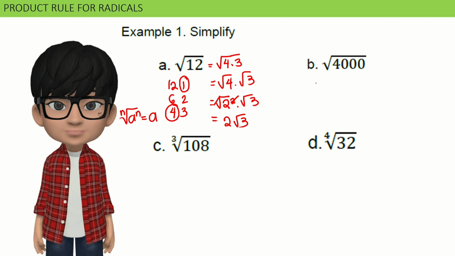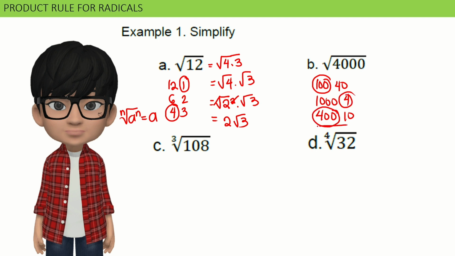Next, for letter B, if we're going to simplify the square root of 4,000, let's say that is 100 times 40. That's 1,000 multiplied by 4. Then we have 400 multiplied by 10. So if we're going to get the highest perfect square, let's say we have 100, we have 4, and 400.